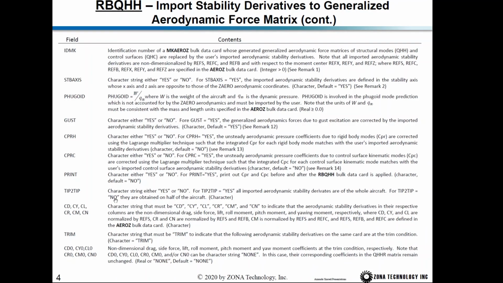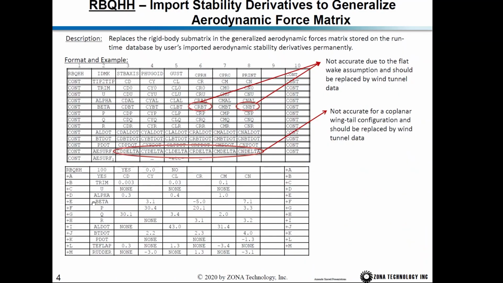And tip to tip: if you say tip to tip yes, all input aerodynamic stability derivatives are of the whole aircraft, the full span model. If you say no, they are obtained on the half span model. And then after that, you list out here. You specify CD, CY, CL, CR, CM, CN.